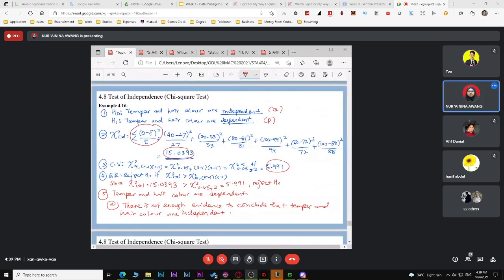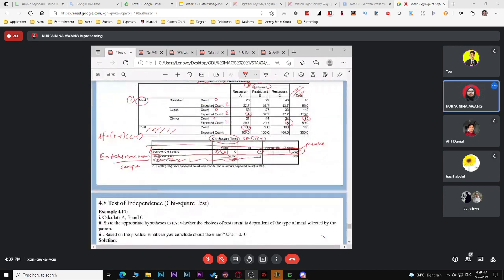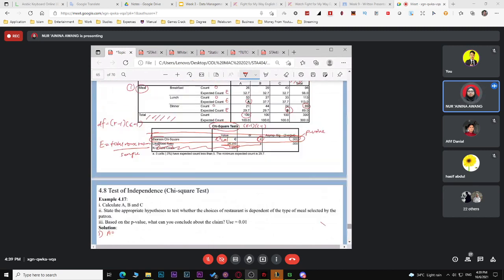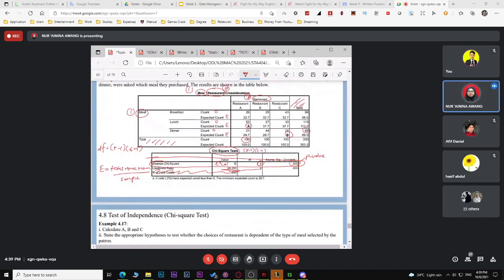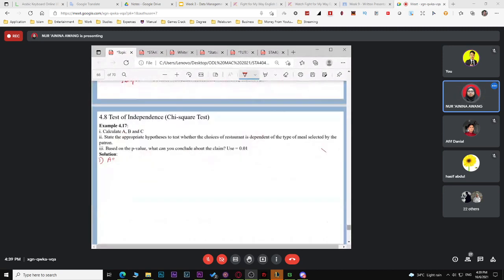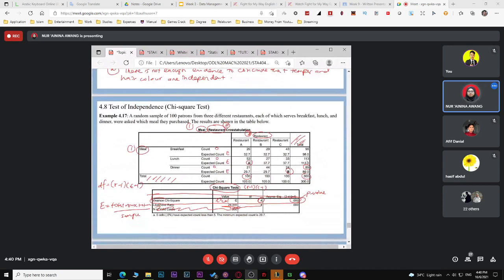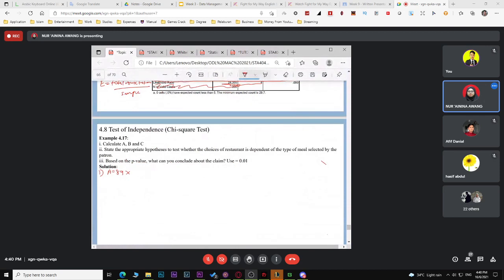Substitute the values. For the first question, the value of A: your total row is 113 and your total column is 100, divided by your sample size of 300. Sorry, it is the other way around. Only 113. 113 times 100.